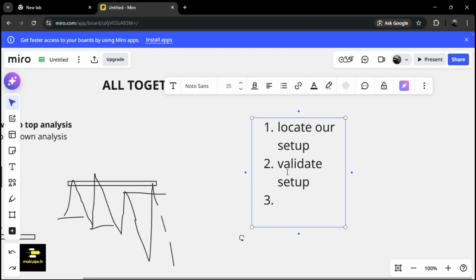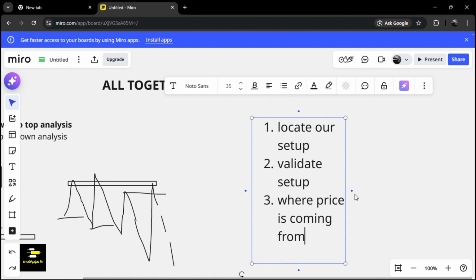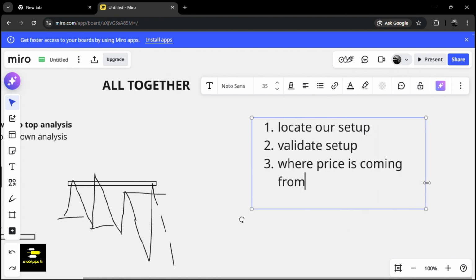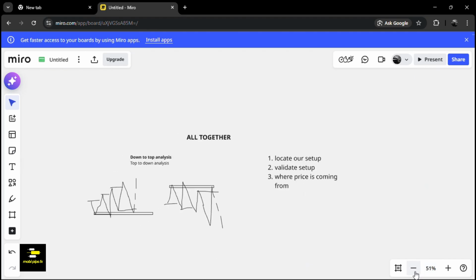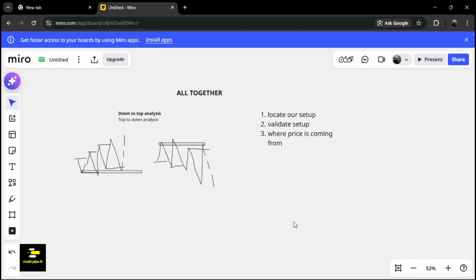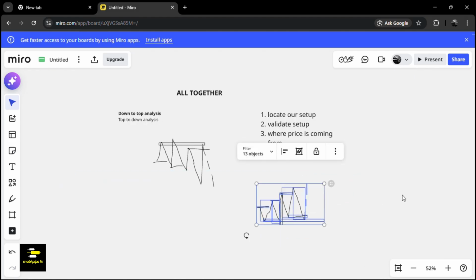That is it. So these are the three rules. First, locate your setup, validate your setup, then look for where price is coming from. Meaning it is not enough to come and look for this and say you are coming to trade.